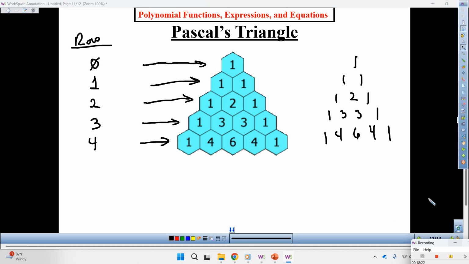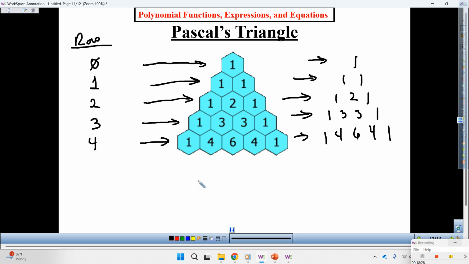All right. So we got row 0. Yes? We got row 1. Yes? Row 2. Row 3. Row 4. Yes? Now, this is an easy way of identifying which row you're on. What number do you see on this one? 1. How about this one? 2. This one, 3. 4.